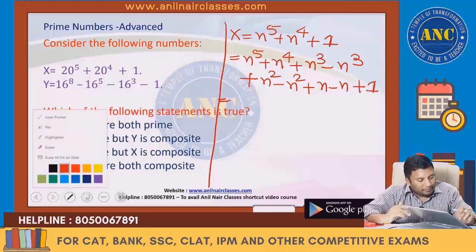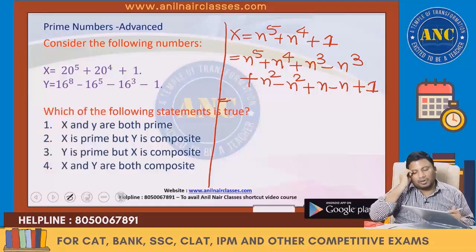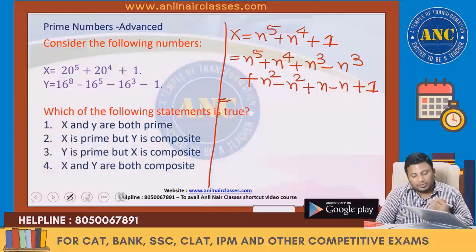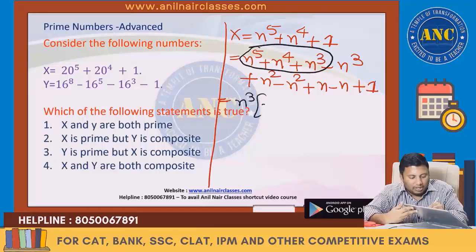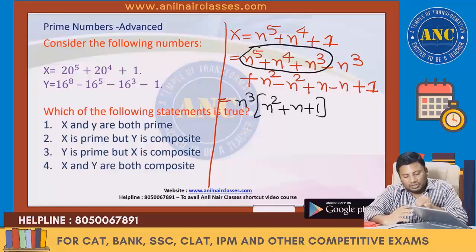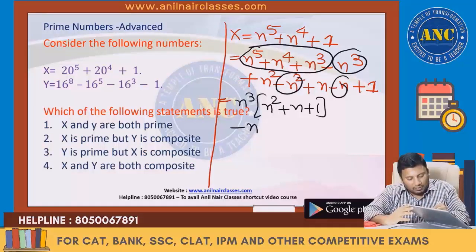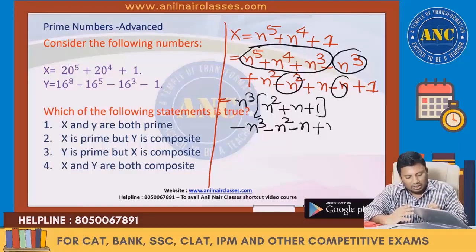n power 5 plus n power 4 plus 1. I added n cube and subtracted n cube, added n square and subtracted n square, added n and subtracted n. Suppose I take n cube common here, this will become n square plus n plus 1. Am I right? Suppose I take all the negative terms: minus n cube minus n square minus n, plus n square plus n plus 1.